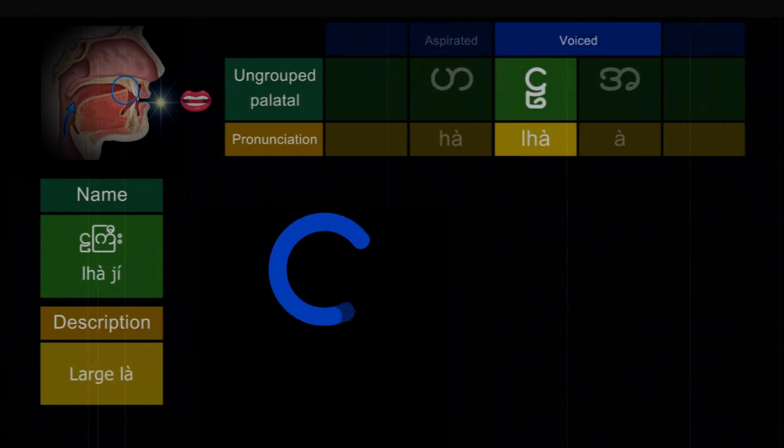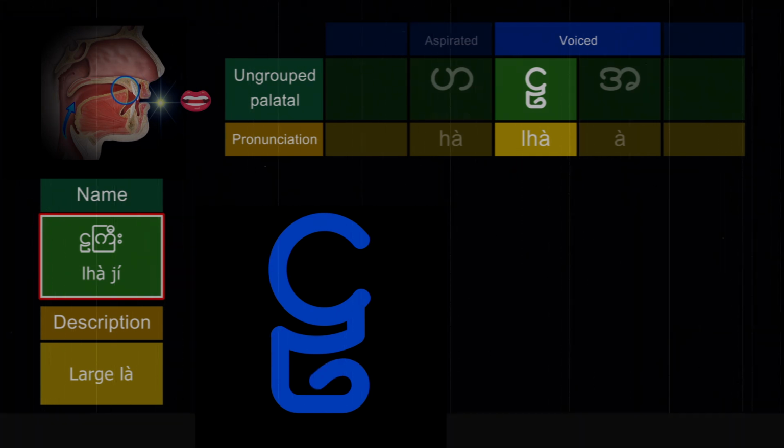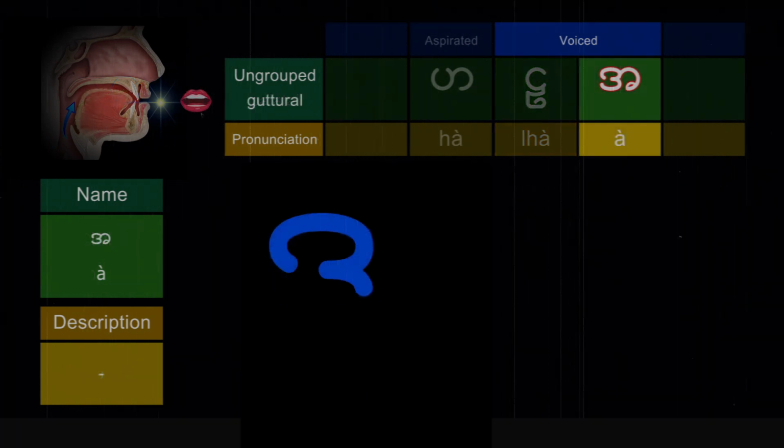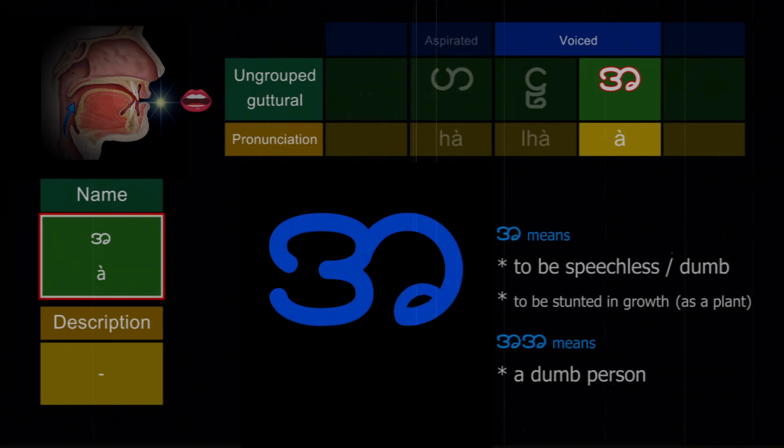The next to the last alphabet is la ji, which means large la. It is a Pali letter that gives a heavy palatal sound la. The final alphabet is a, which produces a guttural sound a.